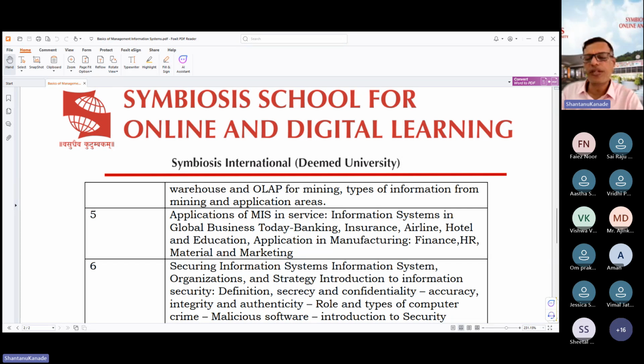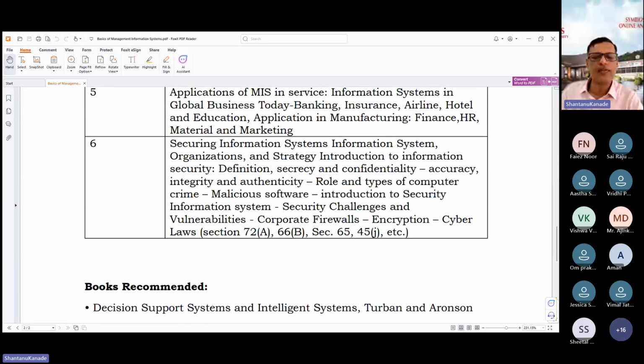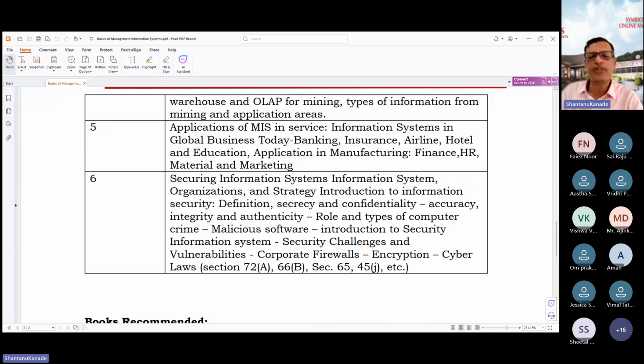Okay, so we will be taking one example as a crucial example, and based on that example we are going to discuss these things in detail. And the last module deals with securing information systems. Now, when I'm saying information systems, it is considered that these are computer based information systems.